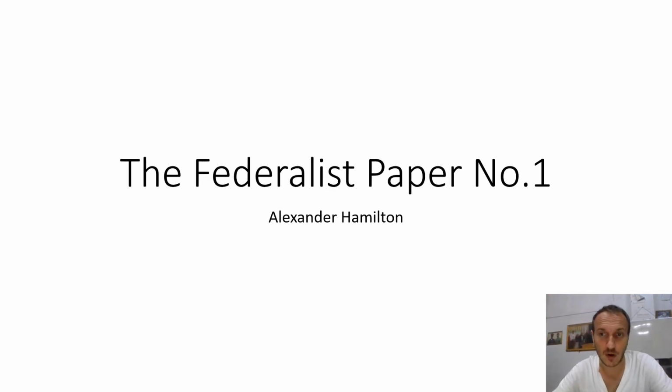Federalist Paper number 1, the first in a series of papers arguing for federalism and trying to persuade the legislature and the people of New York to vote in favor of the Constitution. This was written by Alexander Hamilton, and he was one of 3 people that wrote the Federalist Papers under the pseudonym, under the anonymous name, Publius.